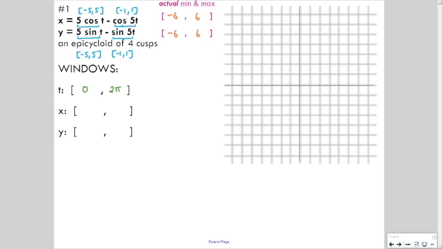Go back to our directions on page 4. And step number 2 for type 1 says, once you find the y min and the y max, we use the min and max for the window values. So we're going to use negative 6 and 6 for our y values.